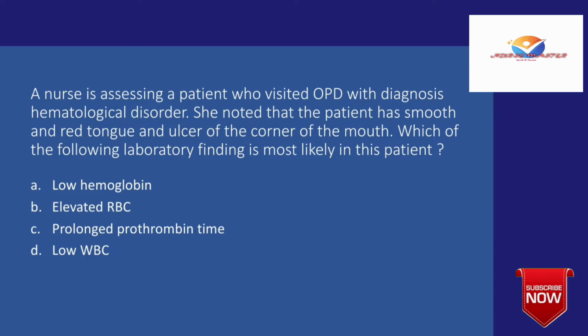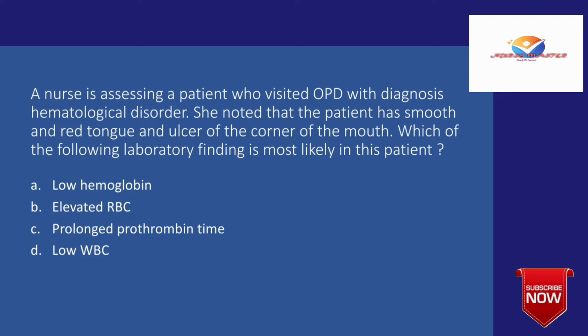A nurse is assessing a patient who visited OPD with a diagnosis of hematological disorder. She noted that the patient has a smooth and red tongue and ulcer at the corner of the mouth. Which of the following laboratory findings is most likely in the patient? Option A, low hemoglobin. Option B, elevated RBC. Option C, prolonged prothrombin time. Option D, low white blood cells. The correct answer is option A, low hemoglobin.